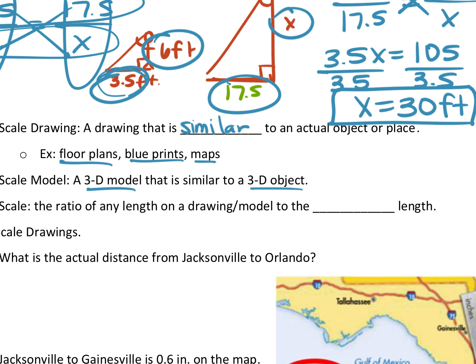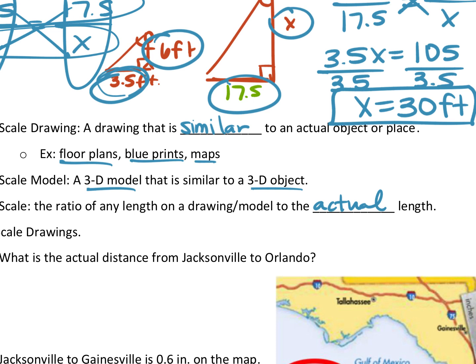The scale is just the ratio of any length on the shrunken version to the actual thing. Sometimes it doesn't go that way. Your actual might be the smaller thing and it gets blown up. If you think science class, what is something that's teeny and then you blow it up? If you're looking through a microscope, your object that you're actually working with is teeny, but you're making it bigger to scale.